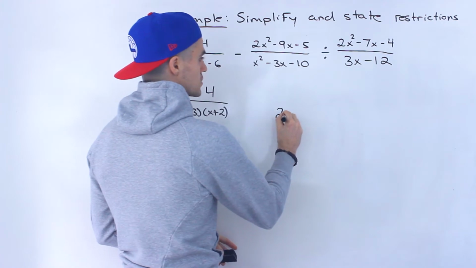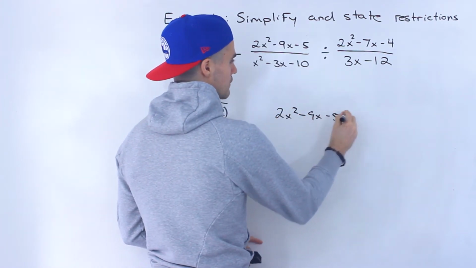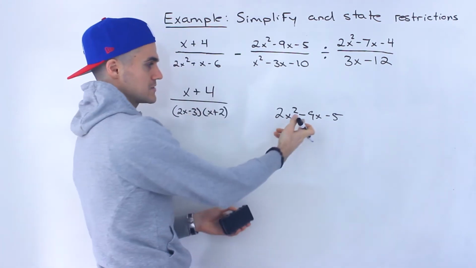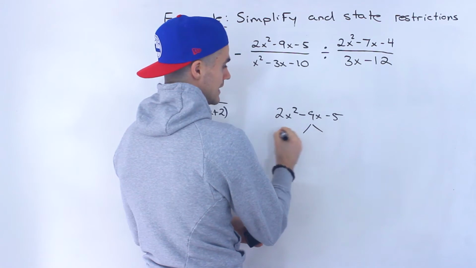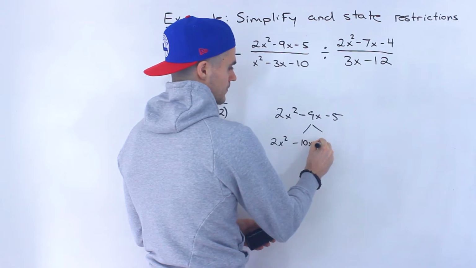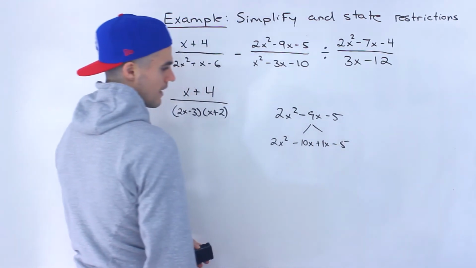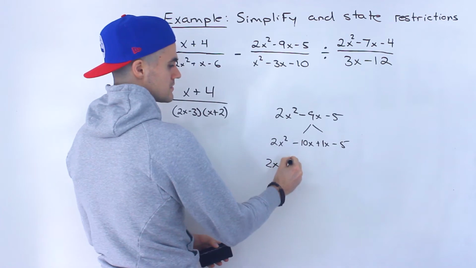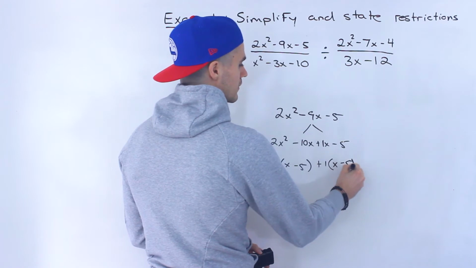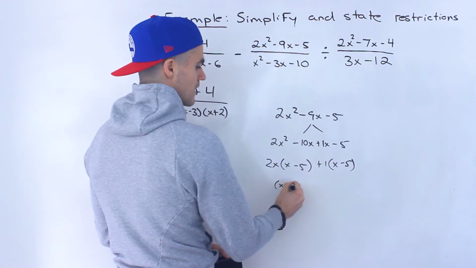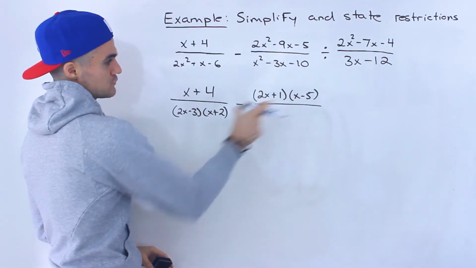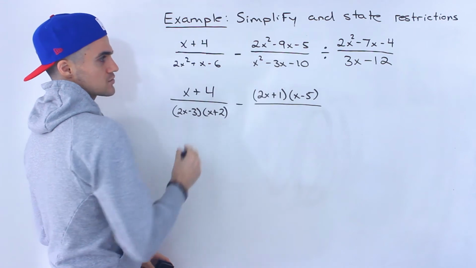So this 2x squared minus 9x minus 5. 2 times negative 5 gives us negative 10. What two numbers multiply to negative 10 and add up to negative 9? It's going to be negative 10 and positive 1. Like that. Notice we can take out a 2x from these two, so we'd have x minus 5. Then notice we can take out a 1 from these two. Then we can take out an x minus 5, so we'd be left with x minus 5 times 2x plus 1.